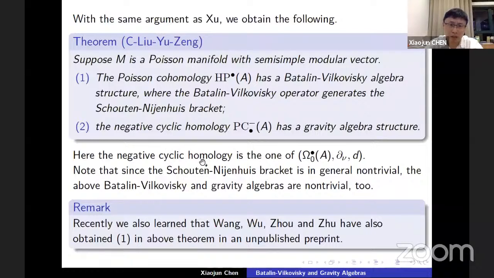Here, by negative sigma homology, I mean the negative sigma homology of this complex, and again, it's non-trivial. So I want to say that recently we learned that Wang, Wu, Zhou, and Zhu from Fudan University and the East China Normal University have also got the first statement in an unpublished preprint.